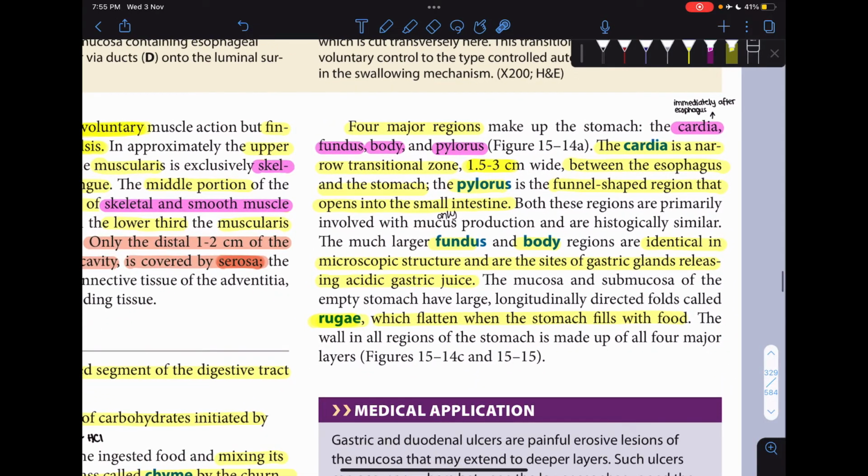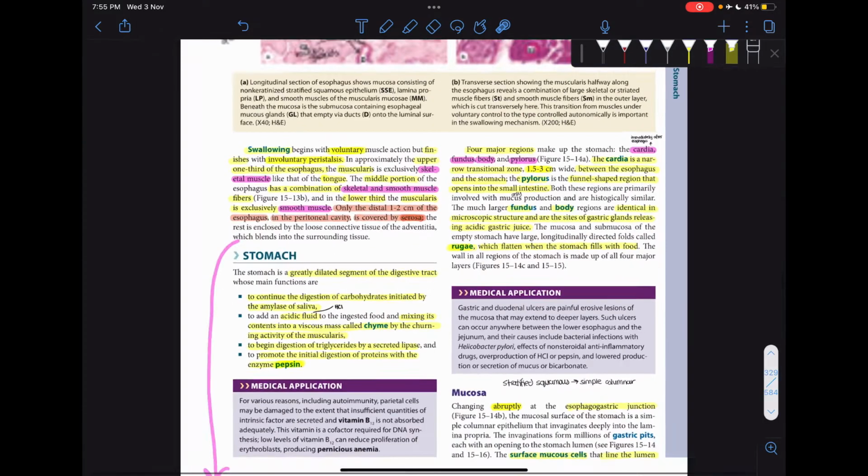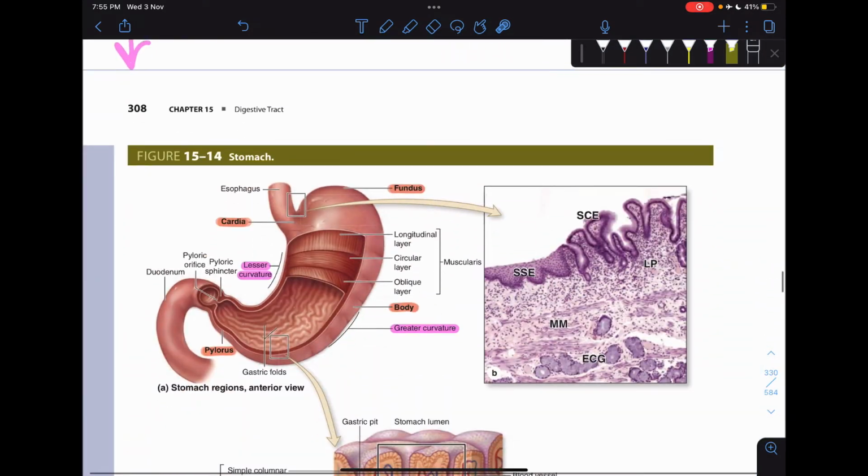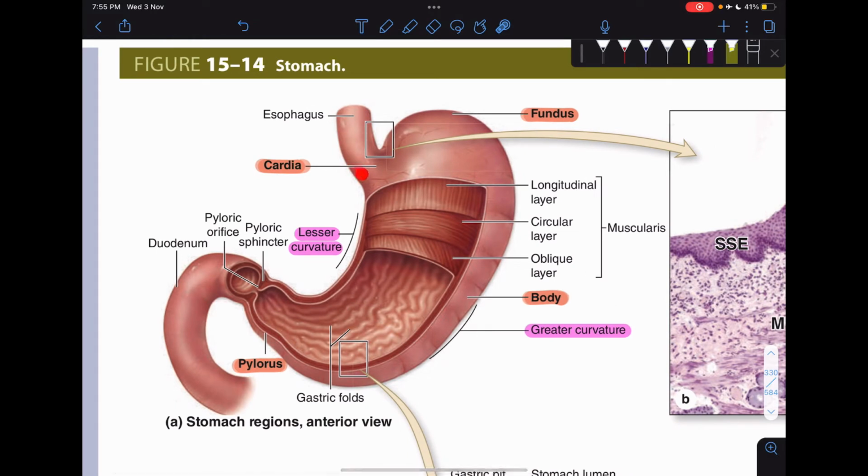The stomach has 4 major regions that we're going to talk about now: the cardia, the fundus, the body and the pylorus. Here, as you can see, we have the lesser curvature of the stomach and the greater curvature of the stomach. This is the fundus. This is the cardia, and the cardia comes directly after the esophagus. This is the pylorus which extends into the small intestine, and this is the body of the stomach.